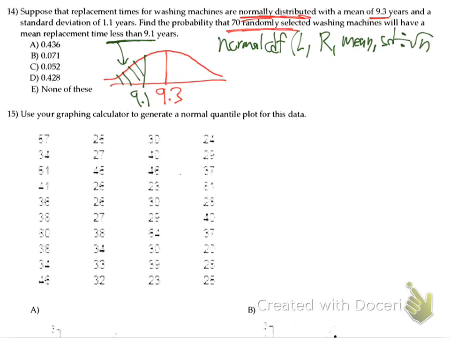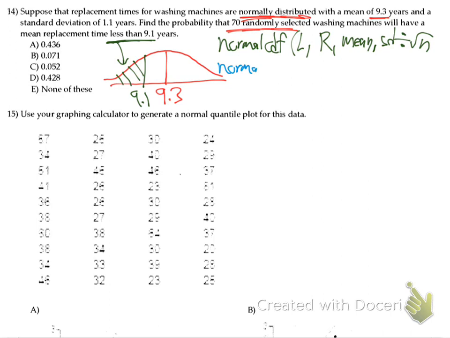We're not talking about one washing machine. We're talking about the average replacement time for 70. That's like a whole store asking, what's the average replacement time for our 70 washing machines rather than just an individual? So that forces things to the center. Averages go to the middle, don't they? If you roll a bunch of dice, you're going to have high numbers and low numbers, but the averages are in the middle. So it lowers the spread, divides the standard deviation.